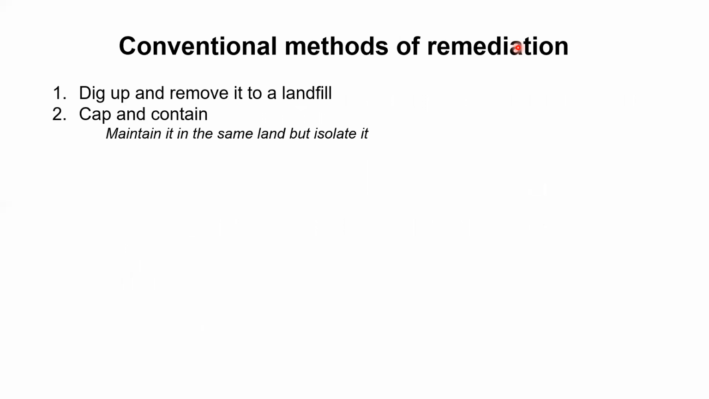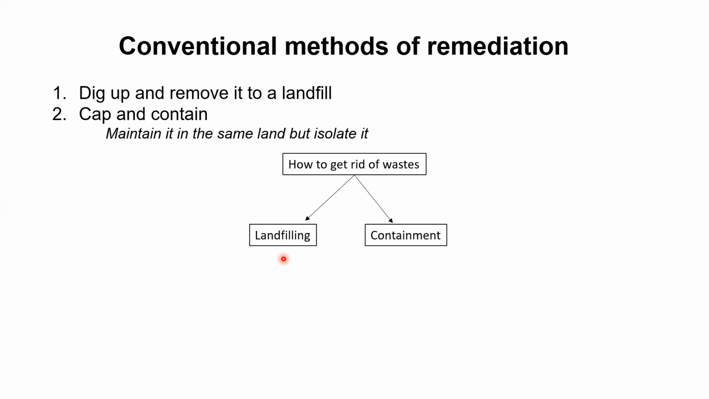Conventional methods of remediation: how can you do it? You can dig up a trench and just do a landfill, or cap and contain it, maintain it at the same site, and you have to isolate that place. So how do we get rid of the waste? The first one is landfilling, which is very common. You just dig up some land, place the contaminants inside it and seal it with soil, with clay, or contain it. More or less, they are the same thing, but there could be different ways of containment.